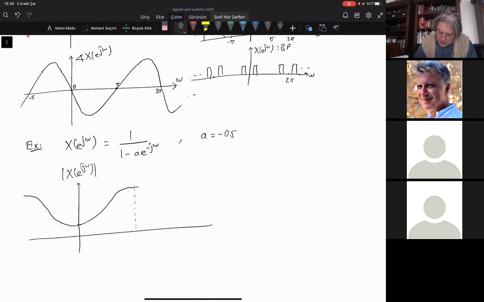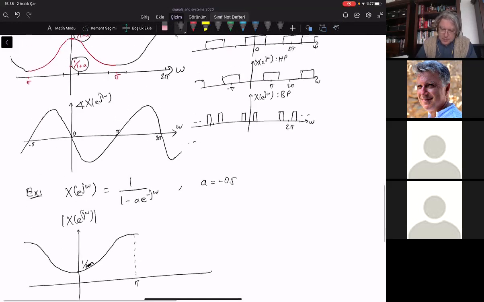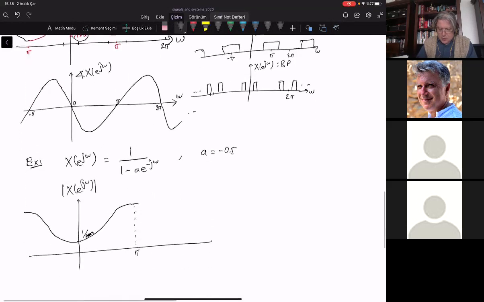Let's say this is pi. So 1 over 1 plus a, 1 minus a, which at omega equal to 0 is a smaller value. At pi, it becomes 1 over 1 plus a. That will be a larger number because the denominator becomes smaller, and everything repeats itself.